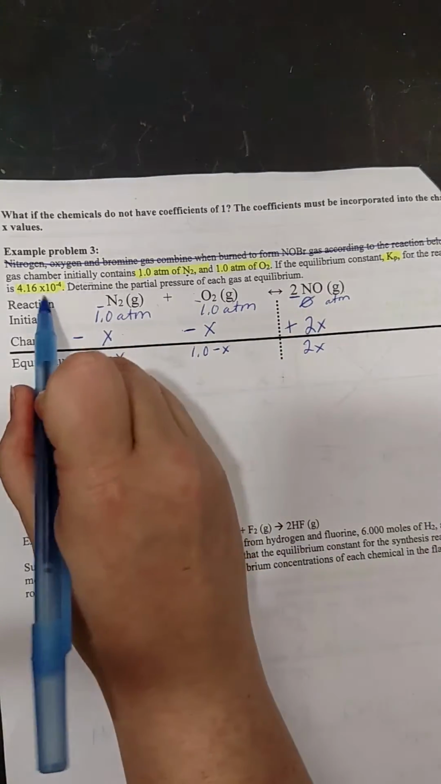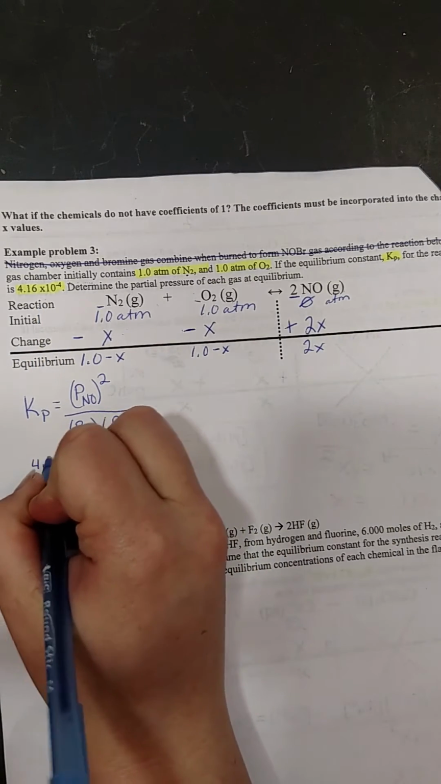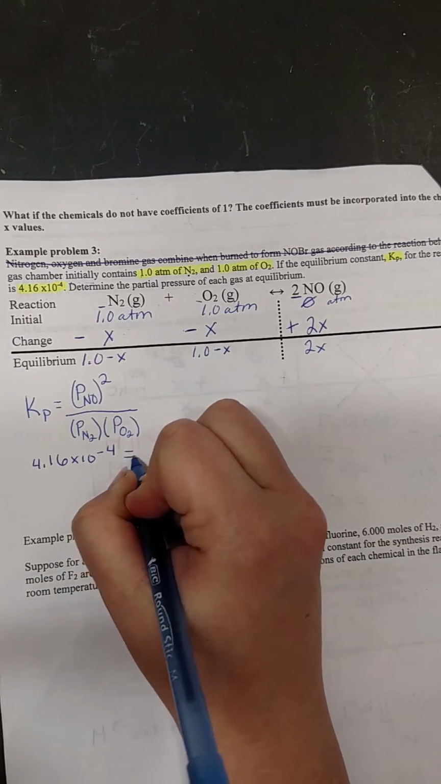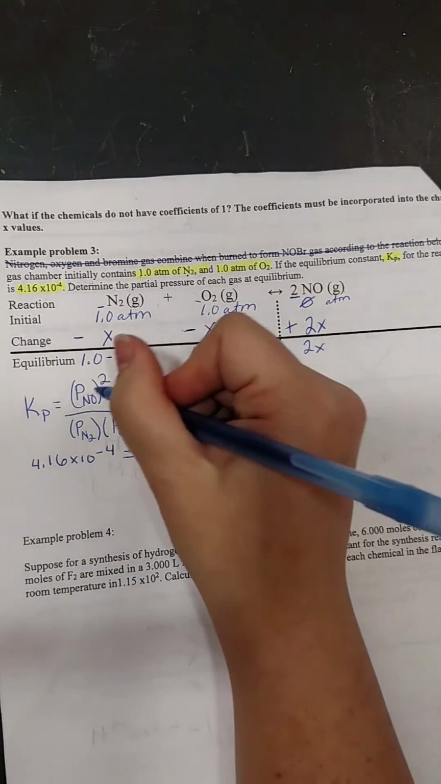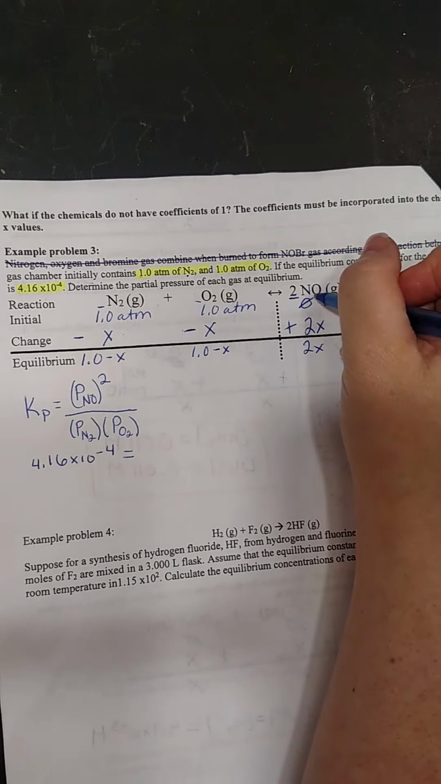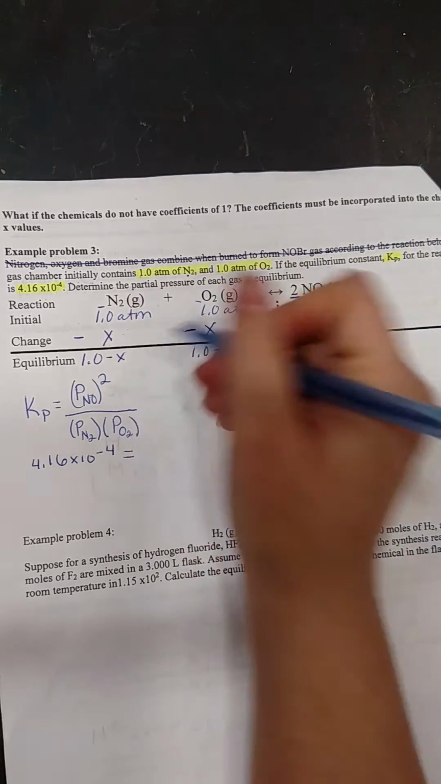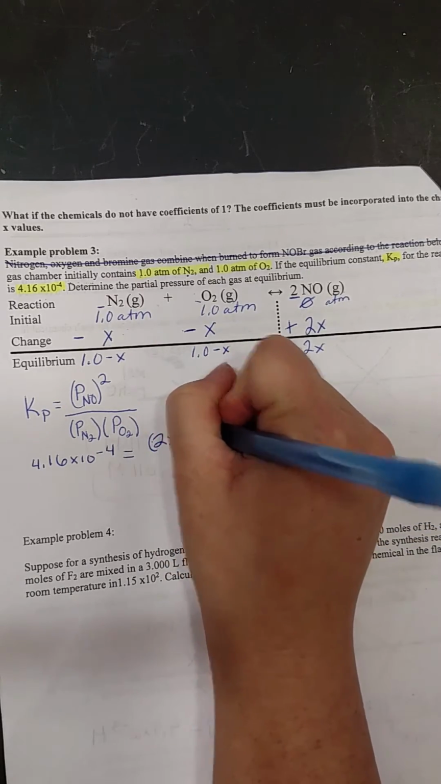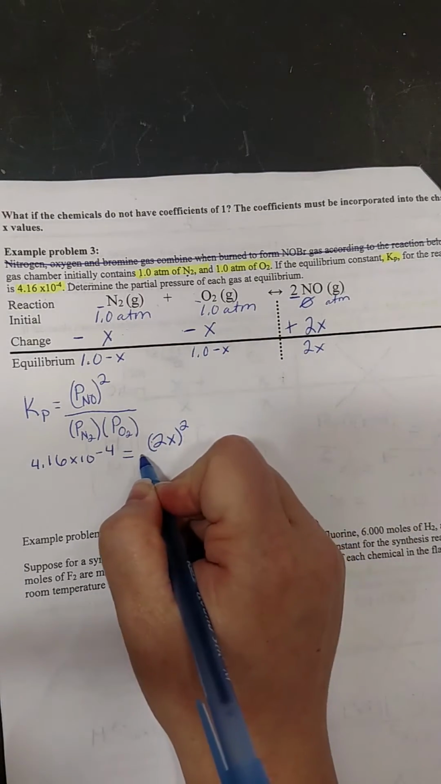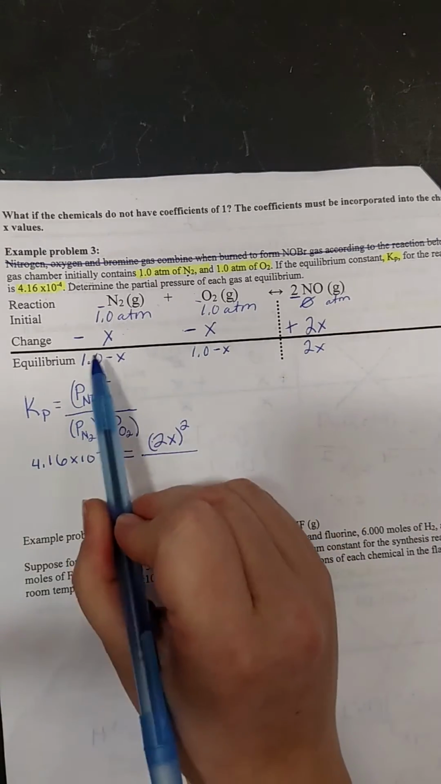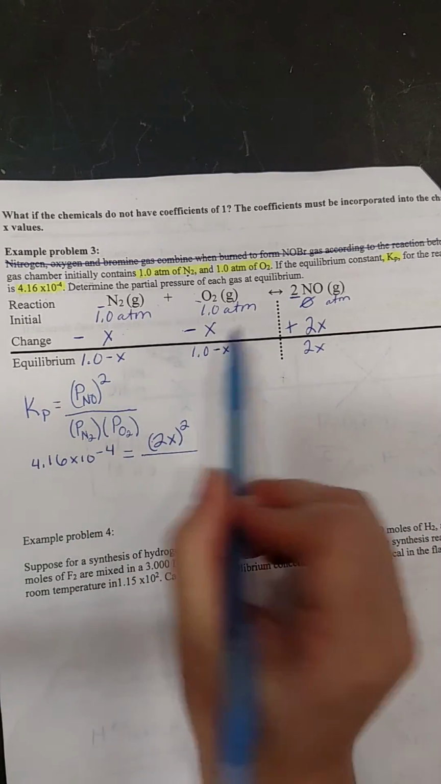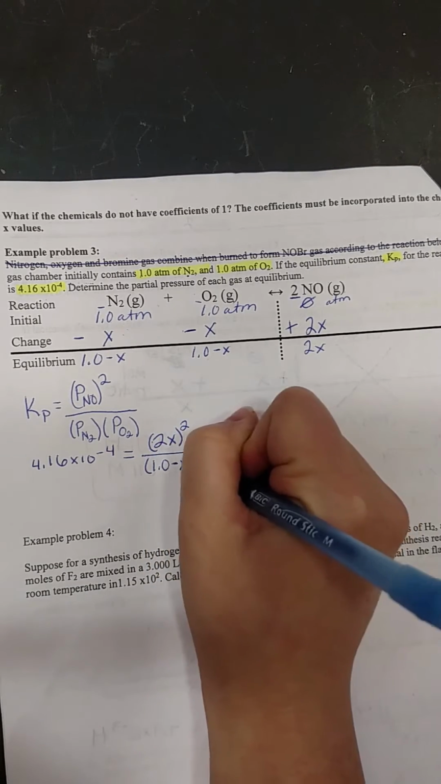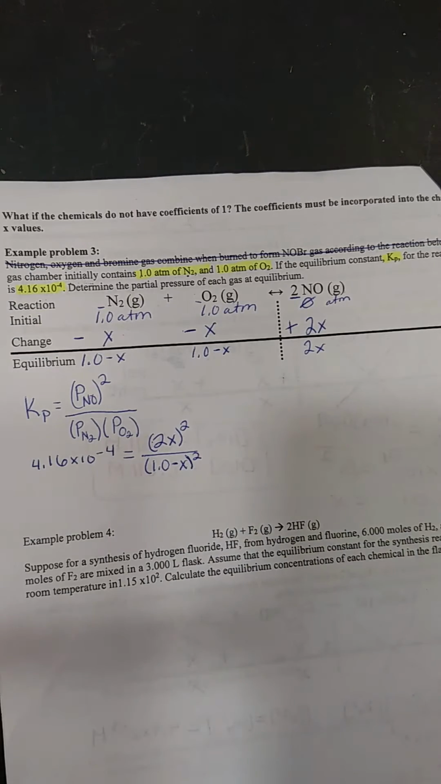And we want to plug in. So we've got our Kp value, 4.16 times 10 to the negative 4, equals our pressure of NO, which is 2x and it's squared. I'm going to go ahead and leave it as 2x and not square it yet, and you'll see why. On the bottom, we have 1 minus x and 1 minus x, and they're being multiplied. So we have the same value being multiplied by itself, so we're just going to square the bottom.